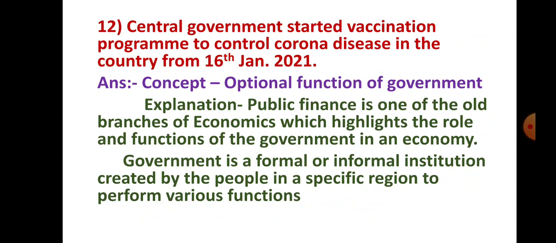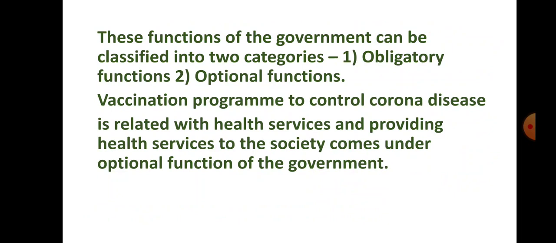Public finance is one of the old branches of economics which highlights the role and functions of the government in an economy. So government is a formal or informal institution created by the people in a specific region to perform various functions. These functions of the government can be classified into two categories: obligatory functions and optional functions. So vaccination program to control corona disease is related with health services, and providing health services to the society comes under optional functions of the government. So 1 mark for identifying the concept and 1 mark for explanation of the concept.